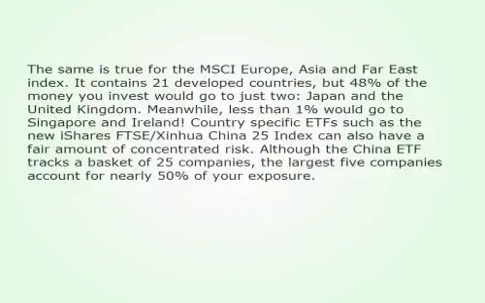The same is true for the MSCI Europe, Asia and Far East Index. It contains 21 developed countries, but 48% of the money you invest would go to just two, Japan and the United Kingdom. Meanwhile, less than 1% would go to Singapore and Ireland. Country-specific ETFs such as the new iShares FTSE/Xinhua China 25 Index can also have a fair amount of concentrated risk. Although the China ETF tracks a basket of 25 companies, the largest 5 companies account for nearly 50% of your exposure.